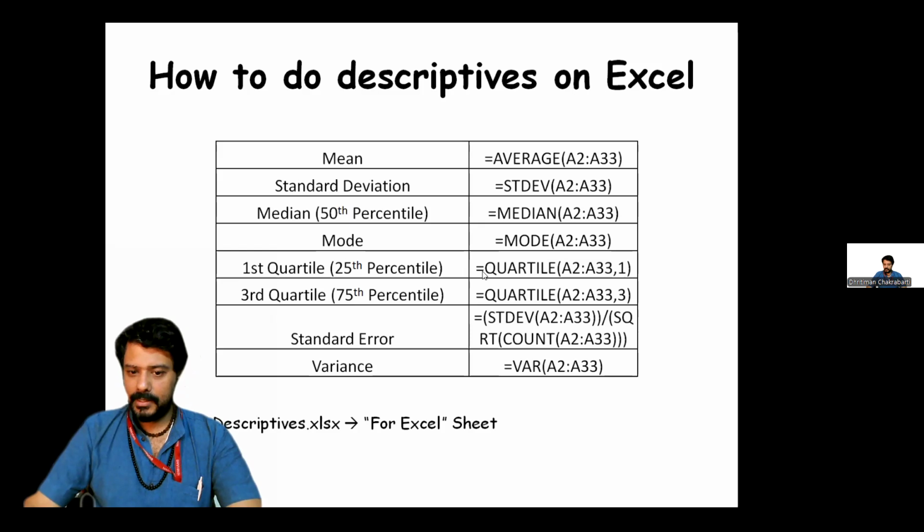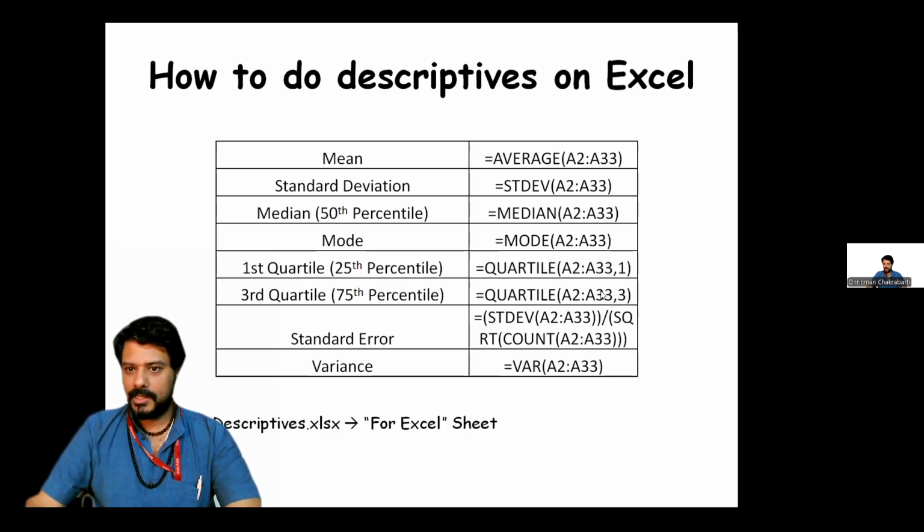These two arguments within the function are separated by a comma. So it will be equal to quartile, A2 to A33, which is your data series, comma, which quartile you want. I want the first quartile, so 1. This gives me the 25th percentile, or the first quartile. And for the third quartile, equal to quartile, A2 to A33, comma 3, in brackets. This gives you the third quartile.